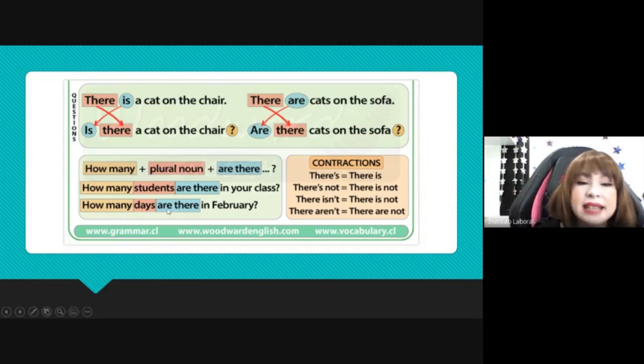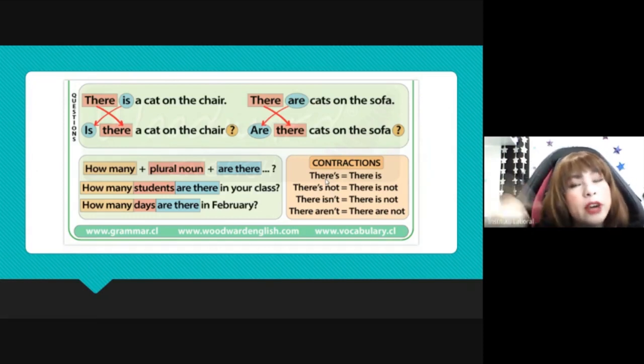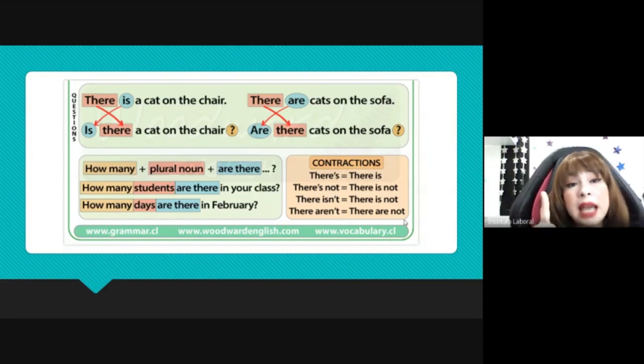How many days are there in February? Remember, we can use contraction forms to sound more natural for better fluency. So there's is the contraction of there is. There's not is the contraction of there is not. There isn't is the contraction of there is not. There aren't is the contraction form of there are not. Remember, we use contractions to sound more fluent and to sound more natural.